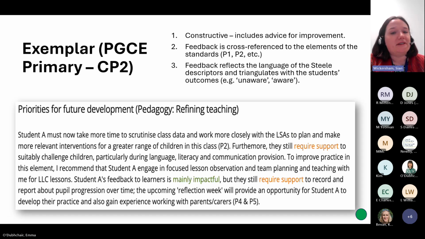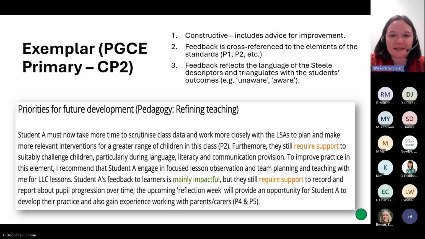And then we follow the same 3 principles for the priorities for future development. So I'll give you a minute to read through this section. So again, in here, we've got more of that constructive feedback. So these are the priorities. These are the things that the student is going to do next.